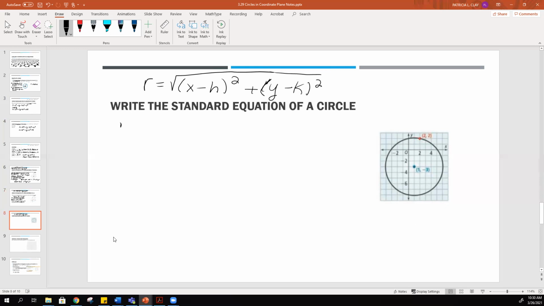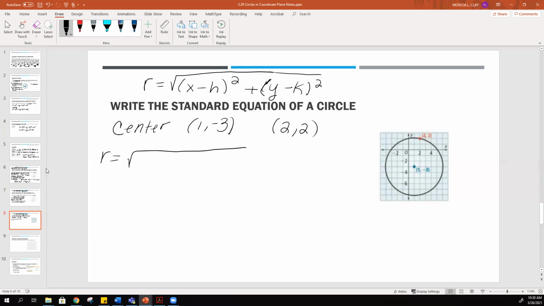So our center is at (1, -3), okay? And where is our other coordinate? Our other coordinate is up here at (2, 2). So our other coordinate is at (2, 2). All right, so let's plug in our values.